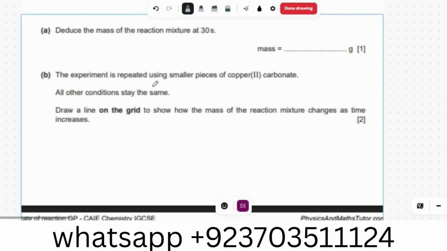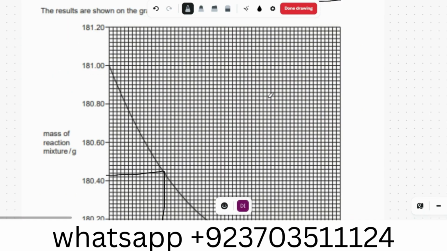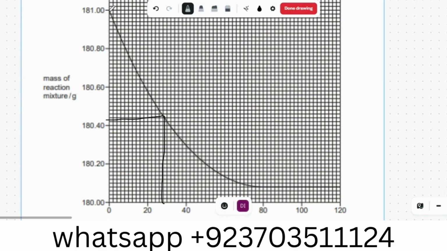The experiment is using a small calcium carbonate. All the other conditions are the same. Draw on the grid to show the mass. So now the mass will decrease more quickly, so steeper. Sorry, that is time. So it will take less time, so the time will now be less to reach that point.